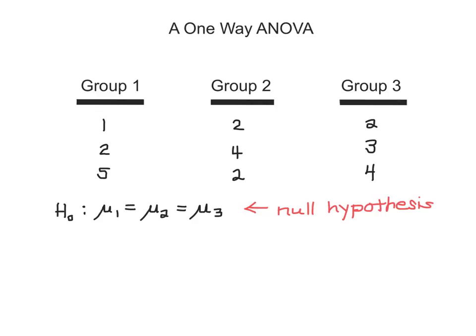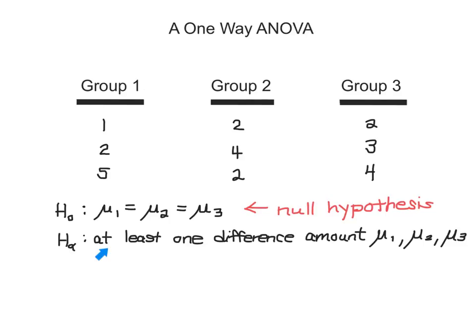And from this we get our alternative hypothesis, which we generally call H sub alpha. Our alternative hypothesis would say that there's at least one difference among these means. I've written it out: at least one difference among mu1, mu2, and mu3. And so this is our alternative hypothesis.